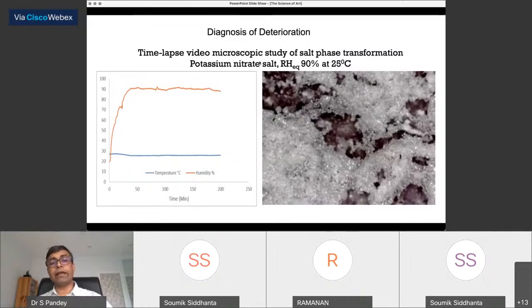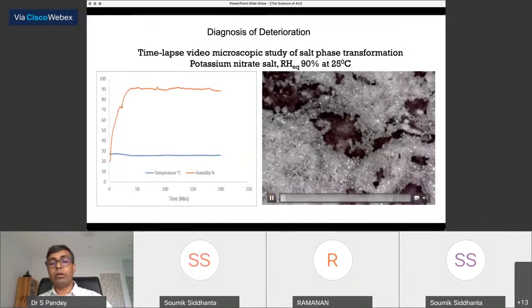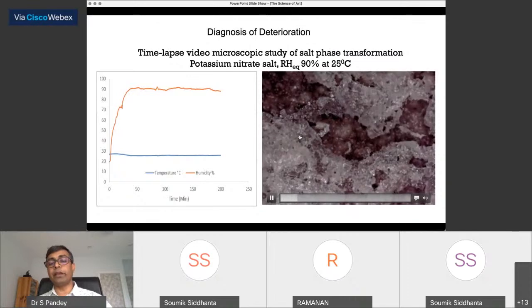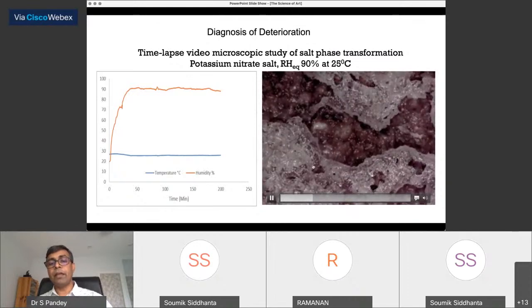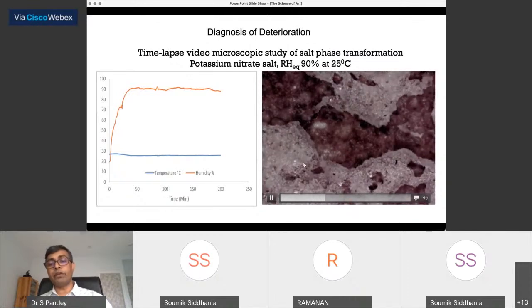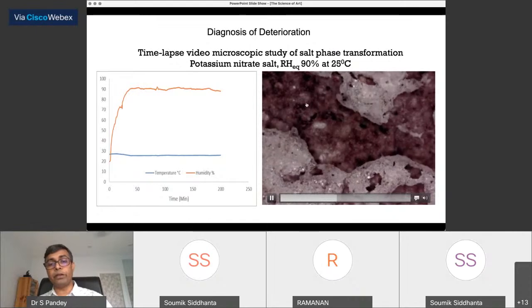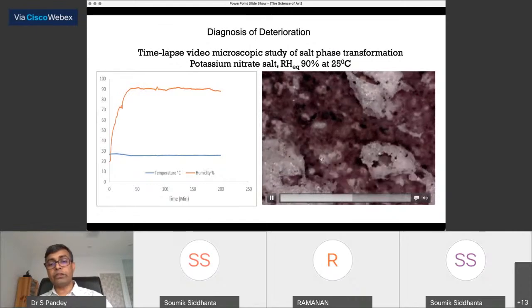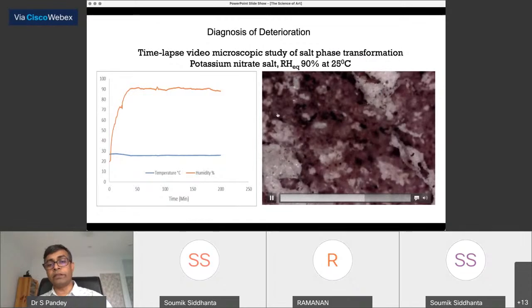And the salt was analyzed as potassium nitrate, which has an equilibrium moisture content of 90%, which means at 25 degrees Celsius, if you increase the humidity above 90%, it will dissolve. And if you reduce it, it will crystallize. Now, what you see in this time-lapse video imaging is that in this humidity, the salt is dissolving. But while it is dissolving, you see newer crystals being formed here. There is dissolution on one hand, but crystallization on the other.